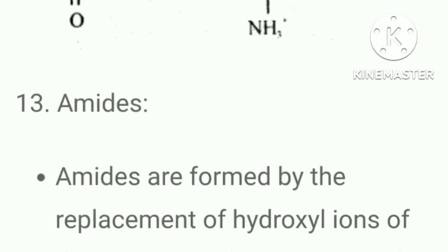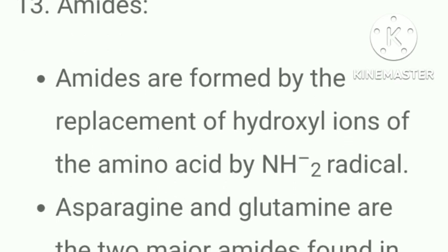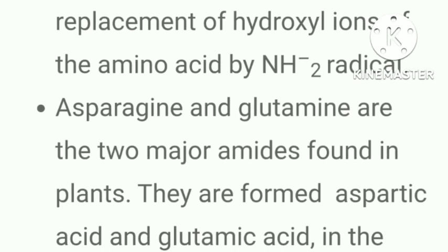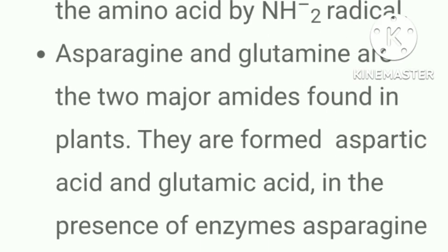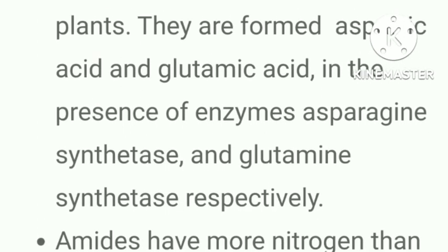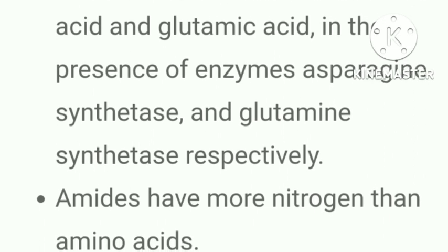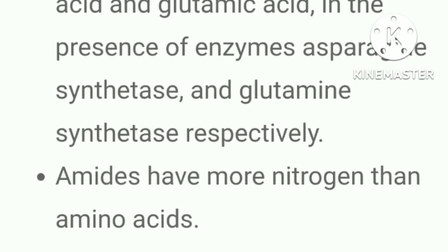Next is amides. Amides are formed by the replacement of hydroxyl ions of the amino acids by the NH2 radical. Asparagine and glutamine are the two major amides found in plants. They are formed from aspartic acid and glutamic acid in the presence of the enzymes asparagine synthetase and glutamine synthetase respectively. Amides have more nitrogen than amino acids.